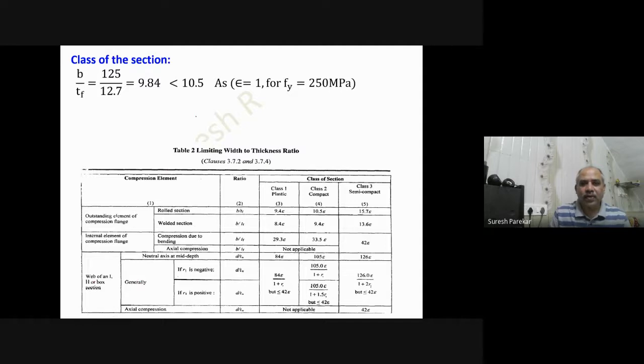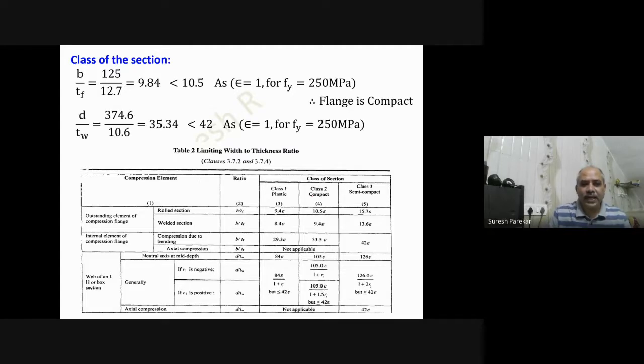Then you can see over here B by TF. So B is 125, TF is 12.7, so we have 9.84. You can see this is a rolled section, and the limit is 10.5, so it is less than 10.5 because epsilon is 1 for fy 250, and therefore we have the flange as compact.